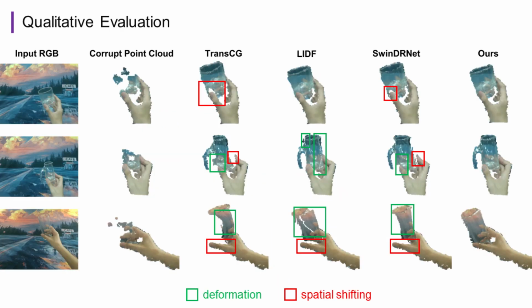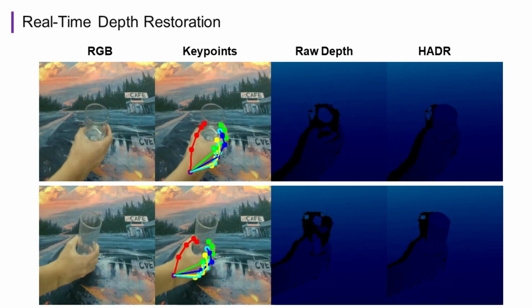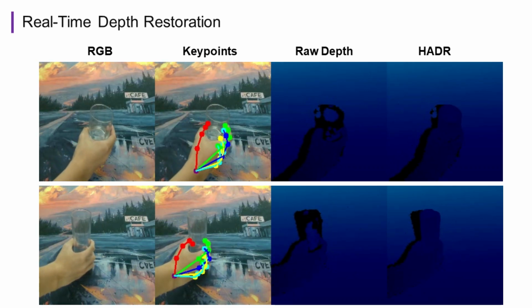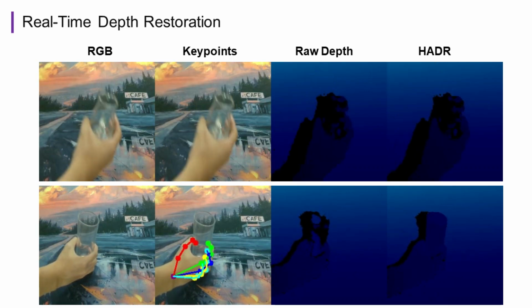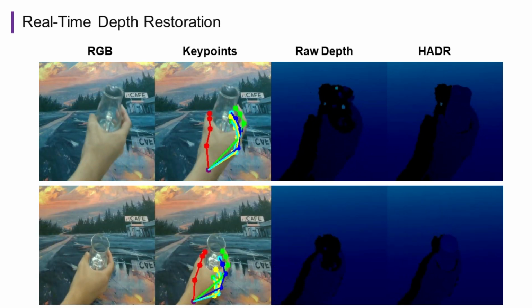Experimental results show that our method outperforms existing methods, especially in terms of generalization ability to unknown objects. Qualitative evaluation also demonstrates that our method achieves superior reconstruction of object geometry in real-world scenarios. Our method achieves an inference speed of 11 frames per second, enabling real-time depth restoration, which is crucial for real-world applications.